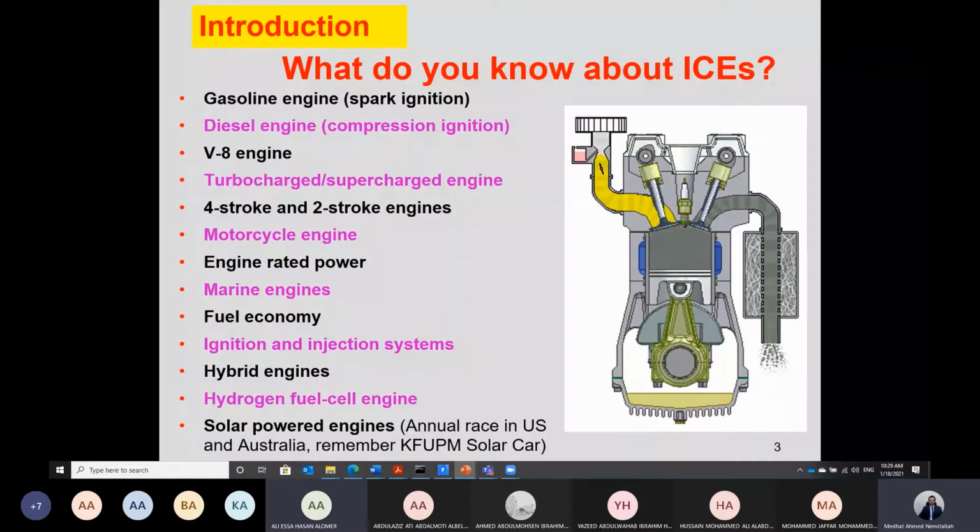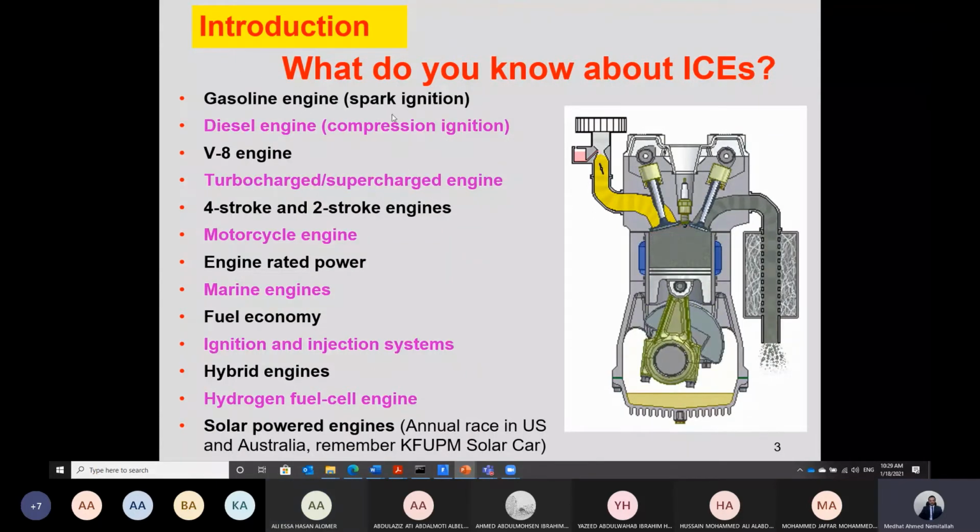I believe, Doctor, the gasoline engine ignites or combusts by a spark. It is a spark to ignite. Where the diesel engine combusts due to the high pressure. Exactly. So this is the main difference, guys.